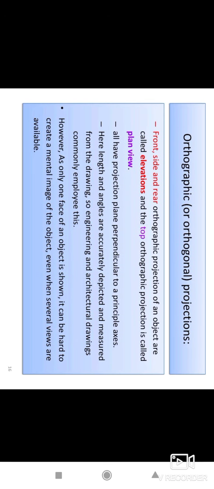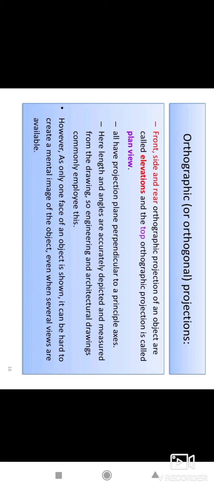The orthographic projection is also known as orthogonal projection. That is, orthogonal projection is used to give the front, side and rear view. It is used to give the front, side and top view of an object. These projections are known as elevations, and the top orthographic projection is called the plan view.